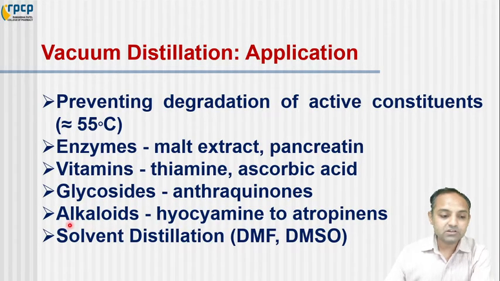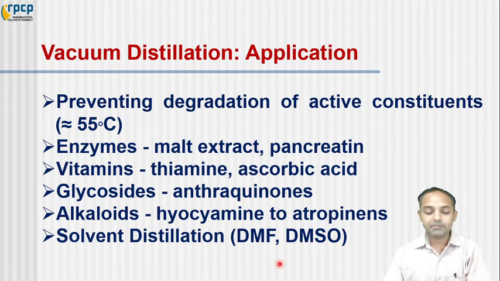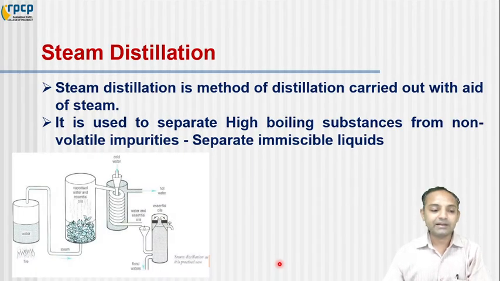What are the applications of vacuum distillation? Basically it is used to prevent the degradation of the active constituent. Some enzymes like malt extract and pancreatin can be isolated by this technique. Vitamins like thiamine and ascorbic acid, glycosides like anthraquinone, alkaloids like hyoscyamine and atropine, and certain solvents like DMF and DMSO can be purified by the vacuum distillation technique.